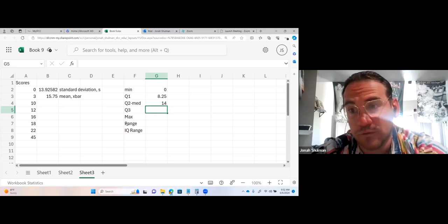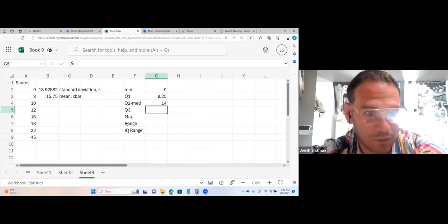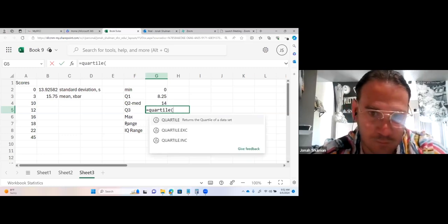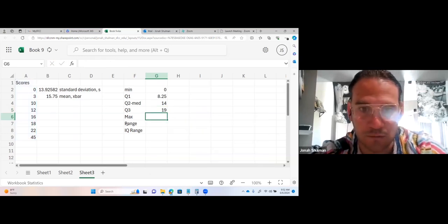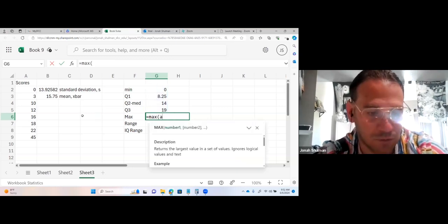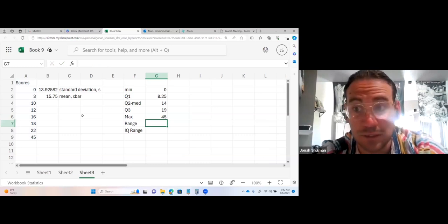You have the choice of adding outliers or taking them out. That is your choice. As long as you give me a reason, I'll be happy with it. So this means my Q3 is also going to be different. So here we go. Equals quartile. We know it's A1 to A9. Then we just need the third one for third quartile, 19. And our max equals max. It already knows what I want to do. A1 to A9. Boom.